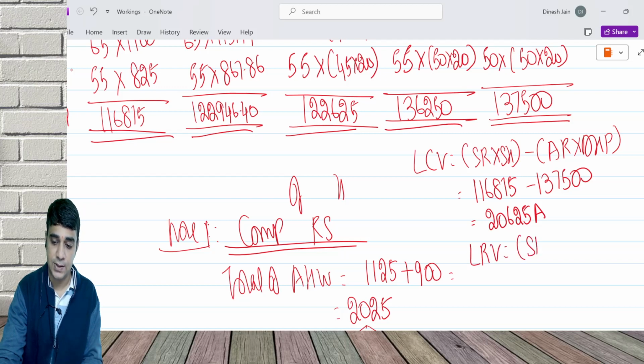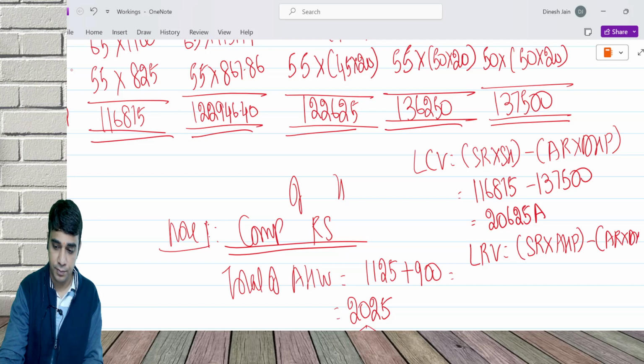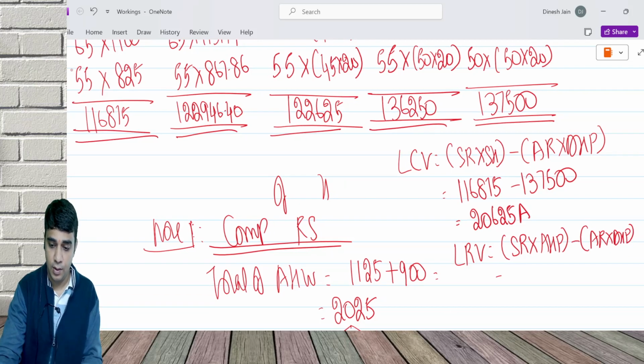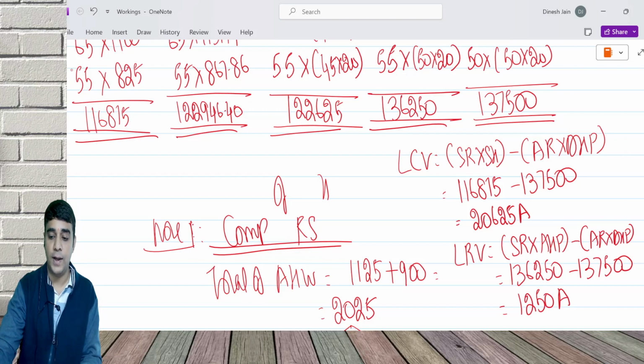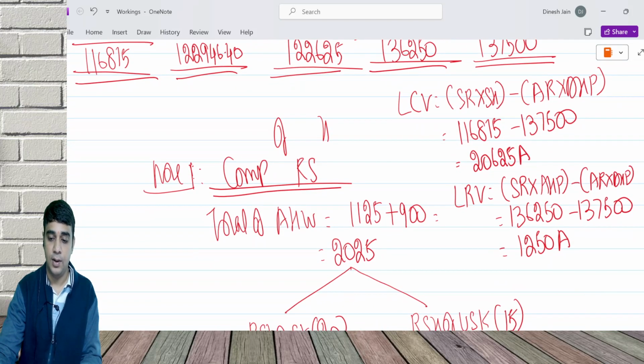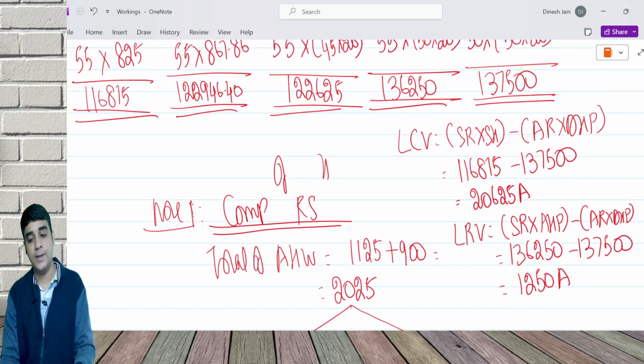Labor rate is SR into AHP minus AR into AHP, 136,250 minus 137,500, 1250 adverse. Rate variance is 1250 adverse.